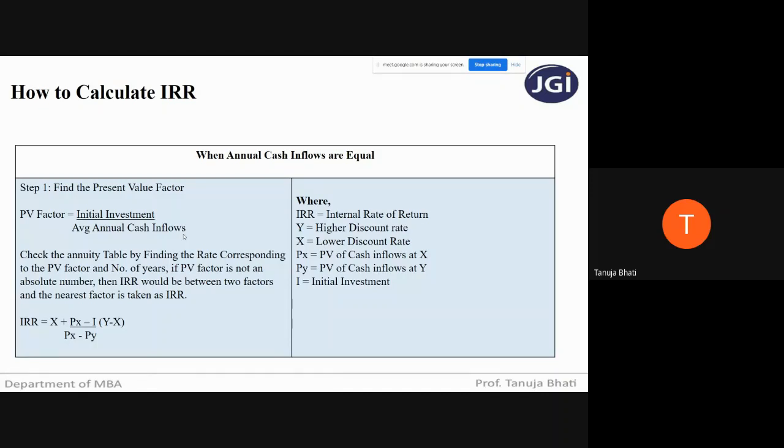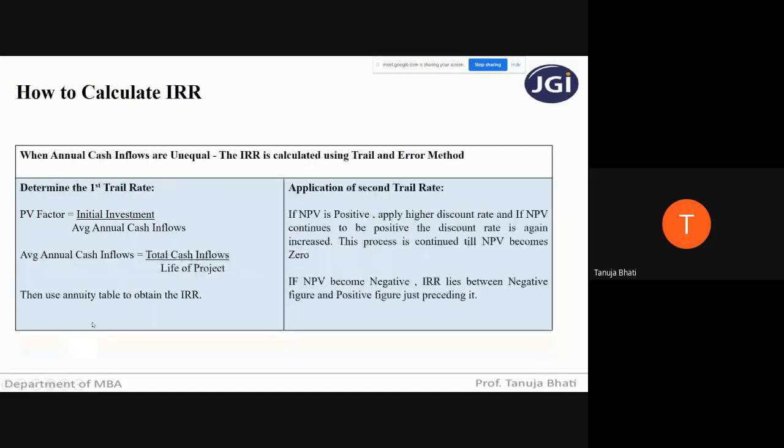Suppose the PV factor is not an exact number, or the IRR is lying between two factors, then you have to use a formula. This is the formula: x plus (Px minus I) divided by (Px minus Py), in brackets (y minus x), where x is the lower discount rate, y is the higher discount rate, Px is the PV of cash inflows at x, Py is the PV of cash inflows at y, and I is the initial investment.